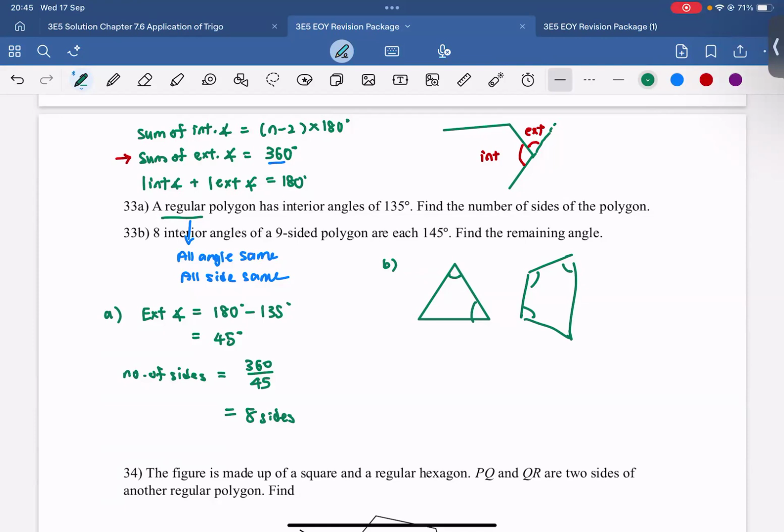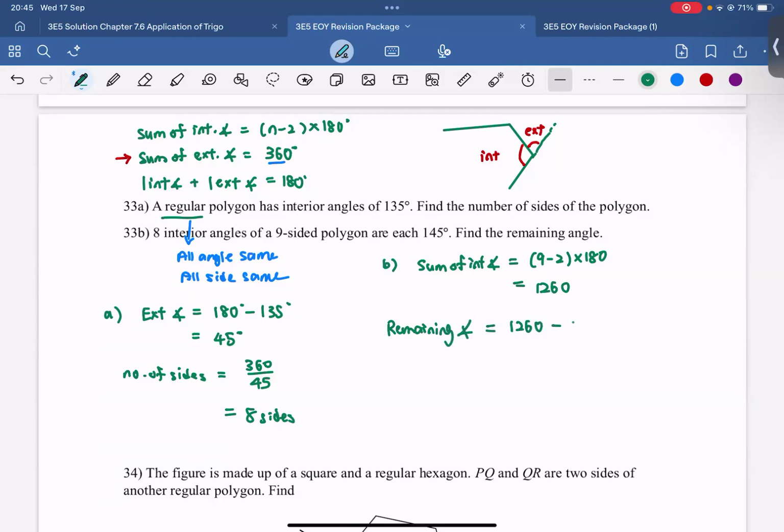So what you need to know here is the sum of interior angles. You remember that a triangle is 180 and a quadrilateral is 360, so you don't apply the formula. However, if you have a nine-sided figure, how can you remember so many? So we just use the formula. Sum of interior angles equals 9 minus 2 times 180. That gives me 1260. So the remaining angle is simply 1260 minus 145 times 8. That gives me 100 degrees.